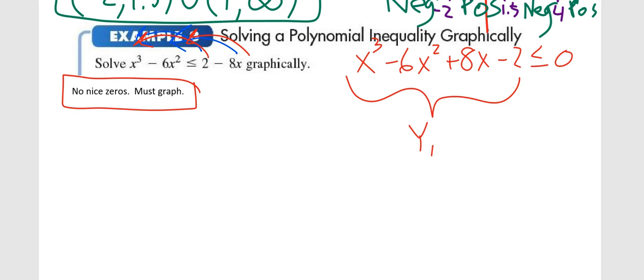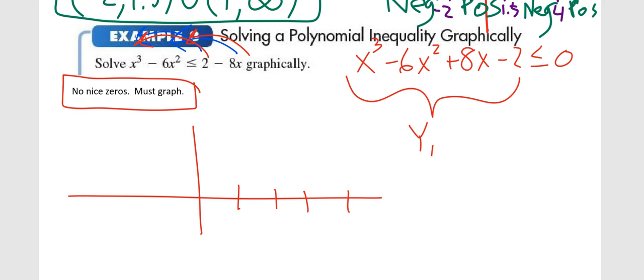Looks like it's at 0.32, 1.46, and 4.21. So 0.32. Okay, we need to go to 5. So 1, 2, 3, 4, 5. We had a 0.32, and then we had a 1.46 somewhere in here, and a 4.21-ish.